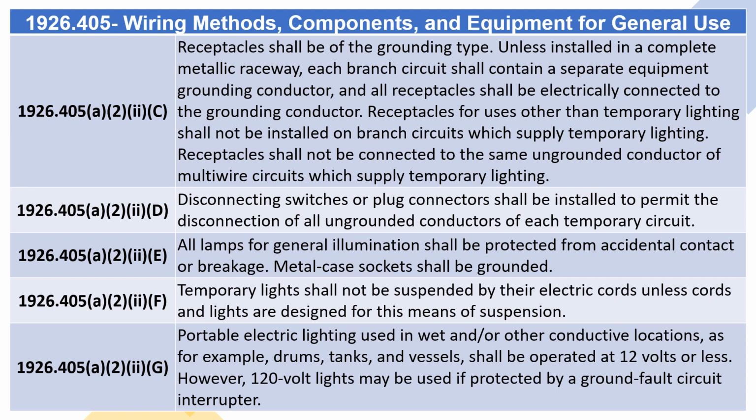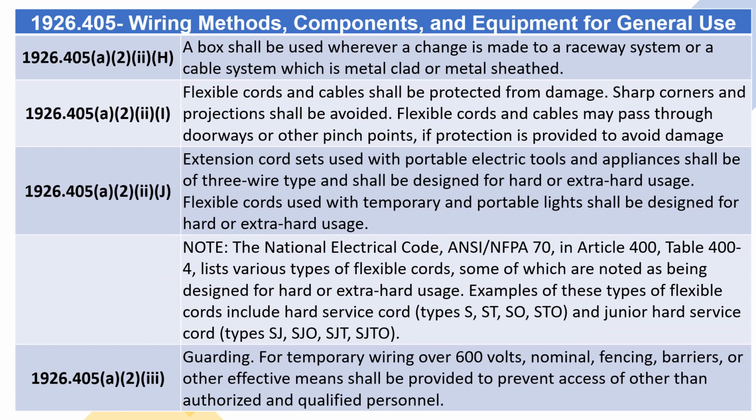Portable electric lighting used in wet and/or other conductive locations, as for example, drums, tanks, and vessels, shall be operated at 12 volts or less. However, 120-volt lights may be used if protected by a ground fault circuit interrupter. A box shall be used wherever a change is made to a raceway system or a cable system which is metal-clad or metal-sheathed.